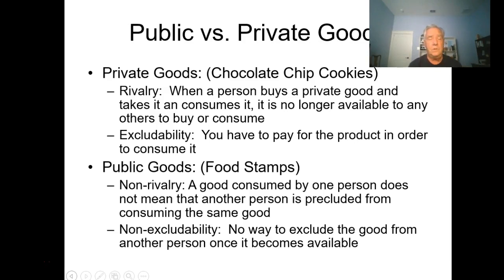So the key to understanding the difference between public and private goods is rivalry and excludability. In other words, I'm competing with you or someone else for it, and if I get it, I'm excluding it from your purchase. Public goods, on the other hand, have no rivalry and no excludability. Okay.